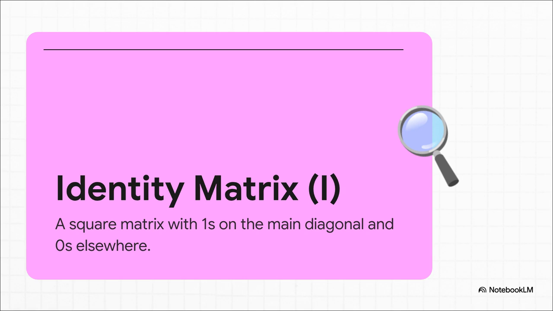All right, next up is the identity matrix. You can think of this as the number one of the matrix world. Seriously, if you multiply any matrix by the identity, nothing changes. It just stays the same. And that simple, do-nothing job is actually what makes it so important. It's the baseline for everything.